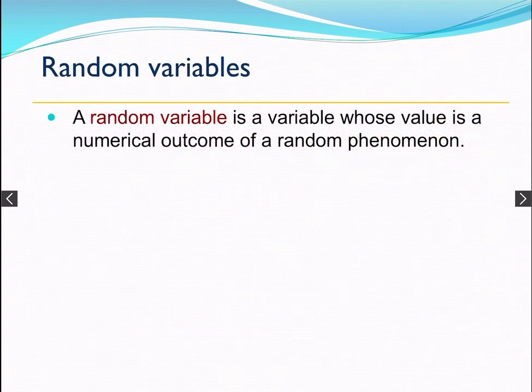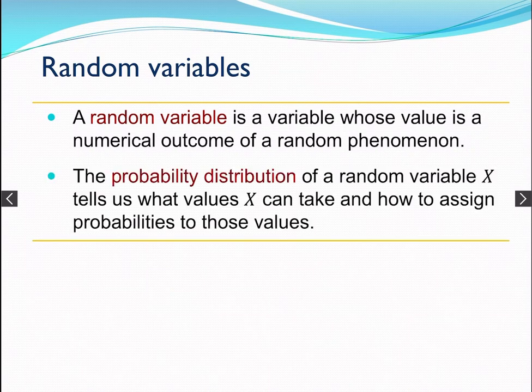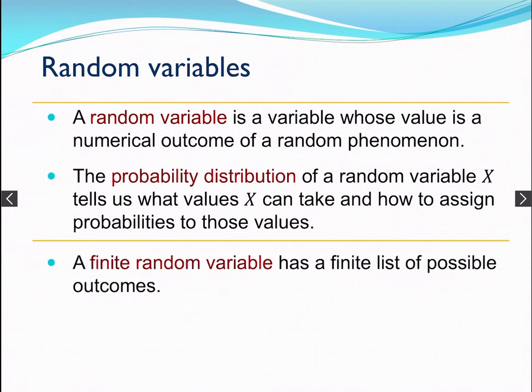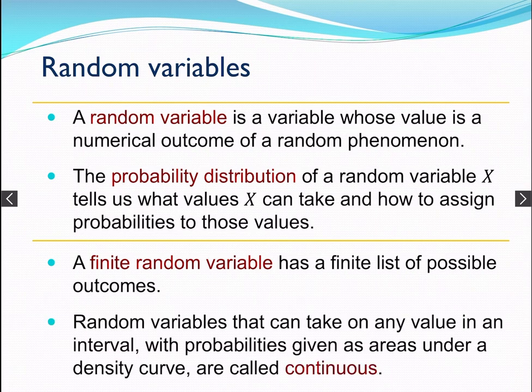We also have random variables. So a random variable is a variable whose value is a numerical outcome of a random phenomenon. Like we randomly generate variables. The probability distribution of a random variable x tells us what values x can take and how to assign probabilities to those values. A finite random variable has a finite list of possible outcomes, and random variables that can take on any value in an interval, with probabilities given as areas under a density curve, are called continuous. So we've got finite random variables and continuous random variables.